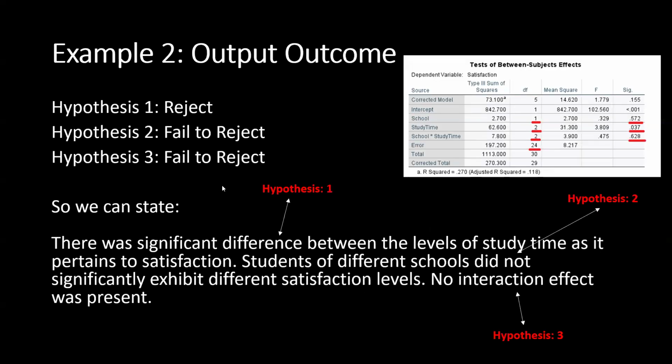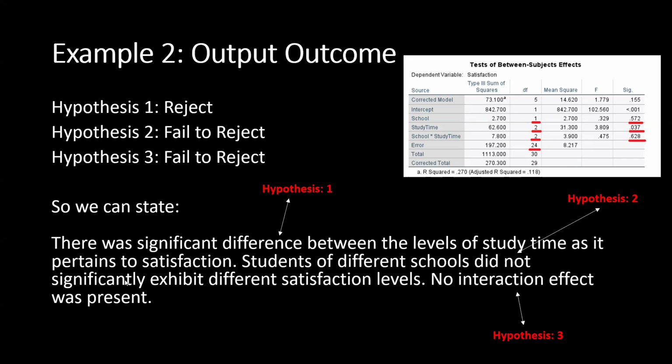All right, so we had 3 hypotheses. So for hypothesis 1, there was a significant difference between the levels of study time as it pertains to satisfaction. Well, here is study time in our two-way ANOVA output. And as you can see, as it relates to study time and satisfaction, we see that our value is 0.037, which is less than 0.05. So we reject the null hypothesis, and there was a significant difference between the levels of study time as it pertains to satisfaction, because this here, study time, is less than 0.05. So we reject the first null hypothesis.